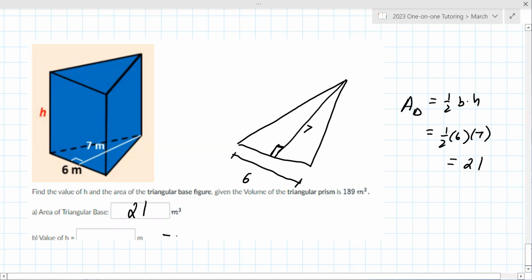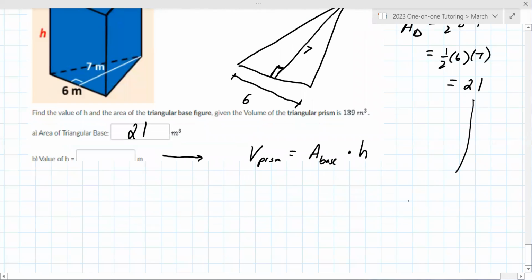Part B is a little bit more involved here. It's a triangular prism. There's a couple of different formulas for it. I always prefer to go with the volume of a prism is the area of the base, because the base could change. In this case, the base is a triangle, the thing that it's sitting on, times the height. And the good news is you already found the area of the base, which is 21. And they give you the volume. So you have 2 of the 3.